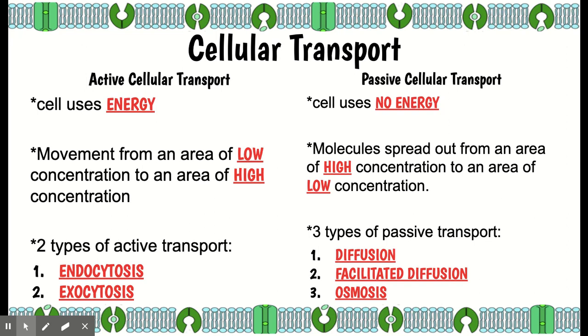In our active cellular transport, we have two types of transport: endocytosis and exocytosis. And then we have three types of passive transport, which are diffusion, facilitated diffusion, and osmosis. And we're going to talk about all five of those in depth, starting with passive transport. So now we're going to move on to our passive transport sheet. It has diffusion on the left-hand side, and it has osmosis on the right-hand side. So that's the sheet that you need now. We're going to go through diffusion first.